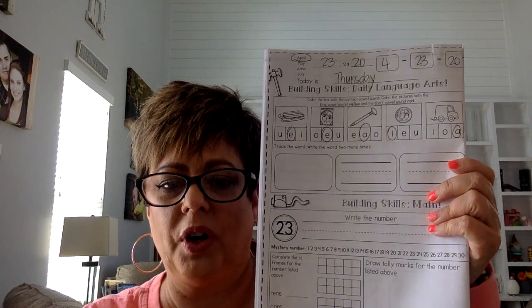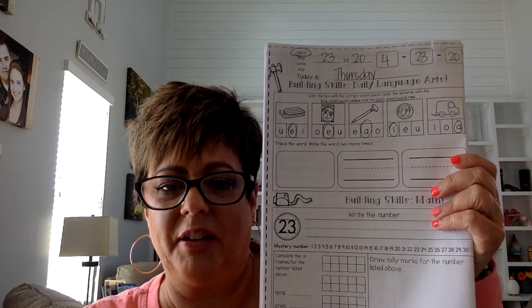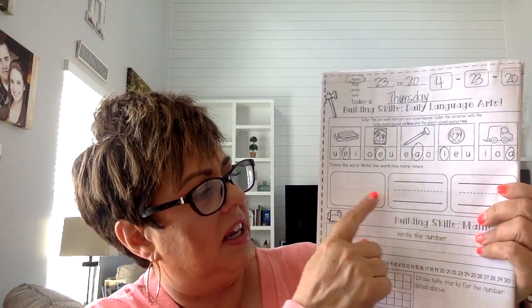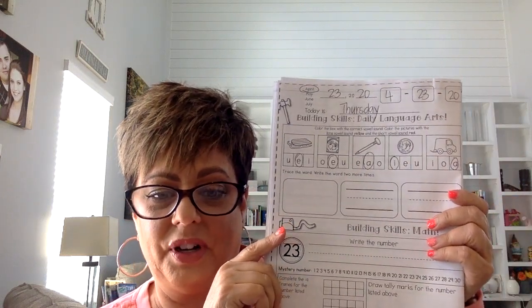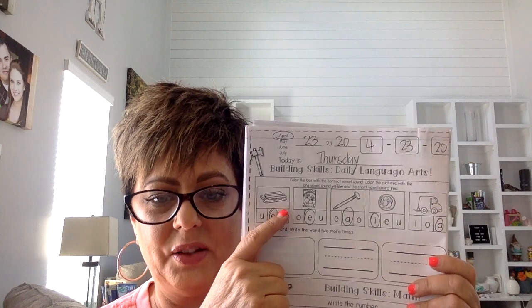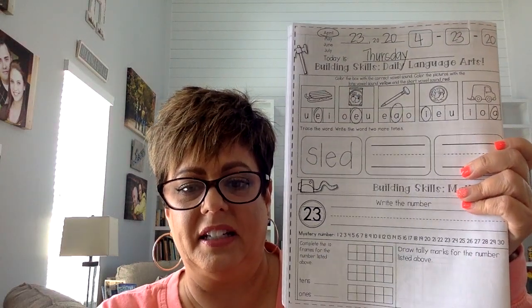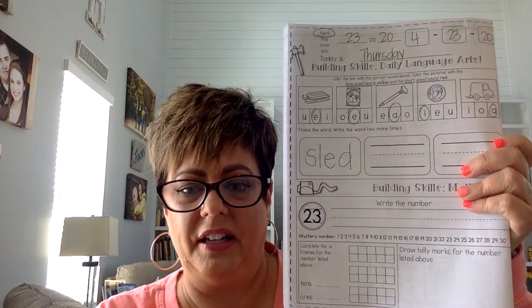So we're going to write the name of one of the pictures in these boxes. You can choose to write your own word if you would like. I'm going to write the word sled. What do we hear in sled? S, L, E, D. Sled. S-L-E-D. I want you to go ahead and write that word 2 more times.